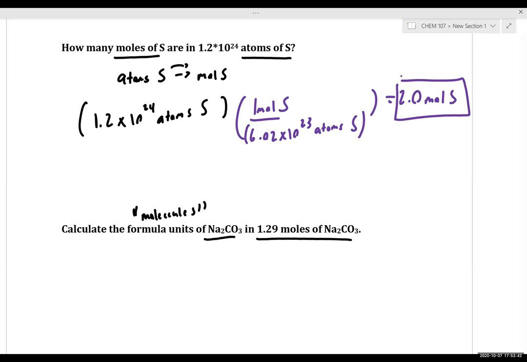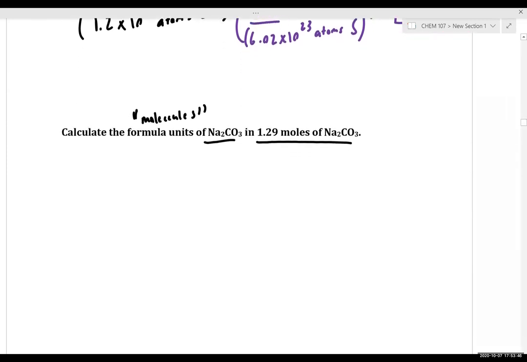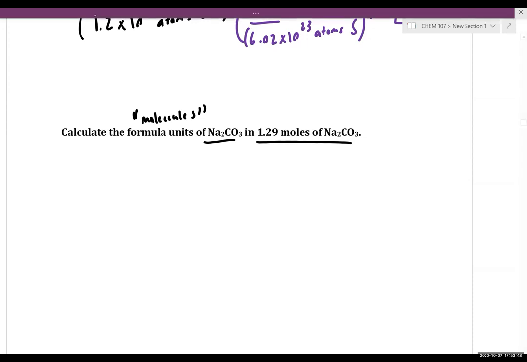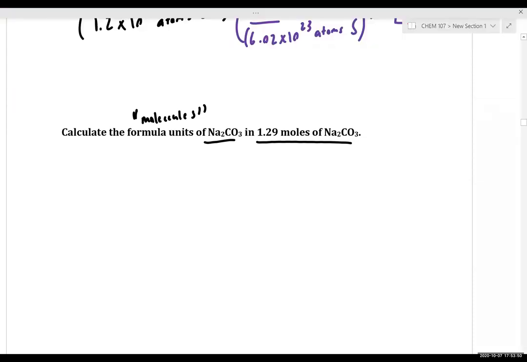Okay. We saw a nice reasonable pool of responses in the chat for these questions. So let's look at this next part. In this case, we're asked to calculate the formula units of sodium carbonate in 1.29 moles of sodium carbonate. So we're going from the moles of sodium carbonate to the formula units of sodium carbonate.